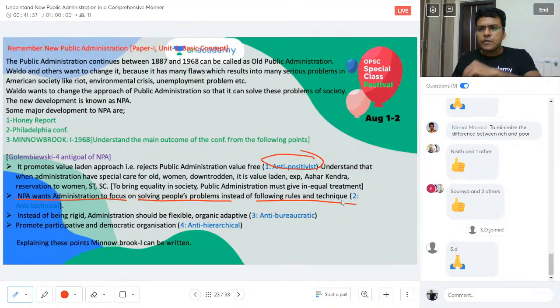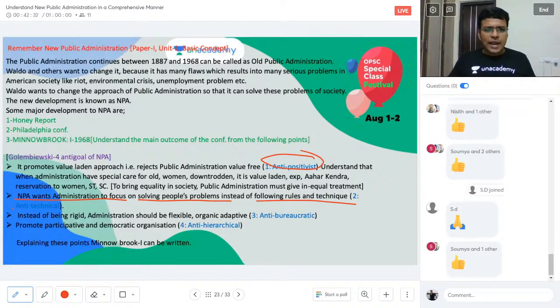After that, I'm giving an example. Some years before, whenever there was an accident and you reached the hospital, what did the doctor say? The doctor said it is a police case, I will not treat him, let police come. That was technicality. But nowadays what happened? The doctor starts the treatment, let police come and do the investigation. So things have changed. Administration should focus on solving people's problems instead of following rules and technique. It is known as anti-technical.